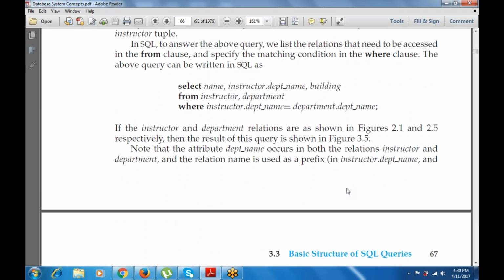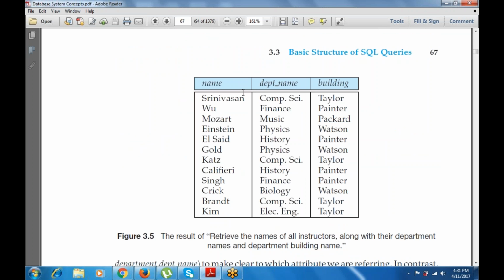And if the instructor and the department relations are shown over here, the results of this query will be used for the department name that may occur in both relations, instructor and department. And the relation name is used as a prefix in instructor.department_name and department.department_name. So one field is name, one field is department name, one field is building.